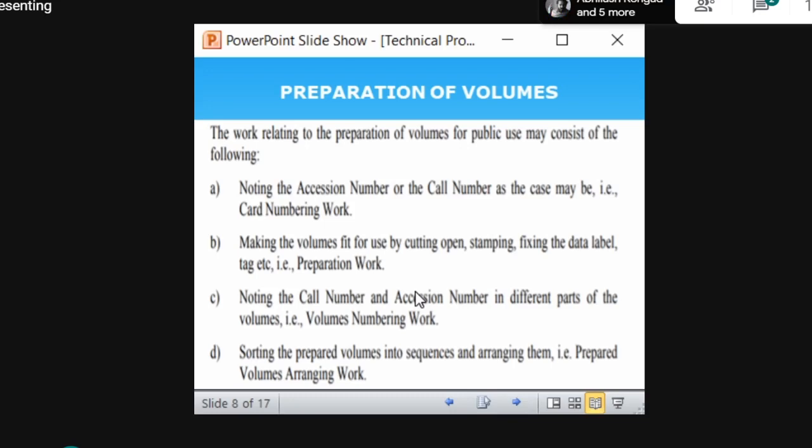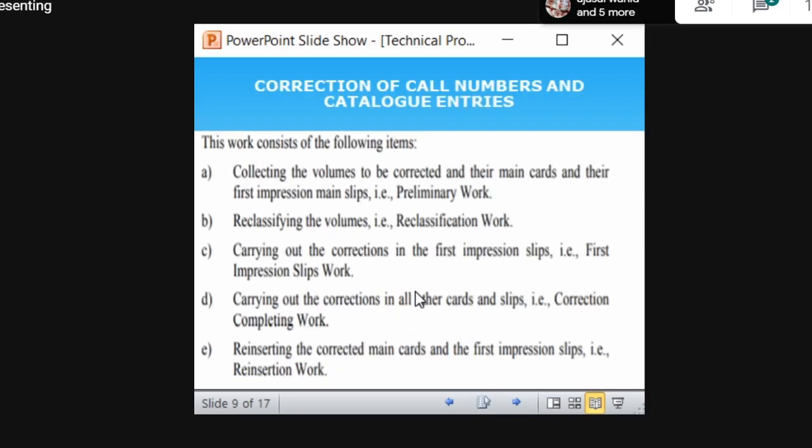Again, they will note the call number and accession number in different parts of the volume. That means they will write or paste the call number in certain pages in between the book, so that in case of loss of data, they can retrieve it. If you are printing the barcode on the first page and the barcode is torn, you cannot identify the number. In that case they will note it in different pages of the book. These are called volume numbers work. Again, they will sort the prepared volumes into sequence, arranging them into a particular sequence. This is called arranging work. See how many works they are carrying out.